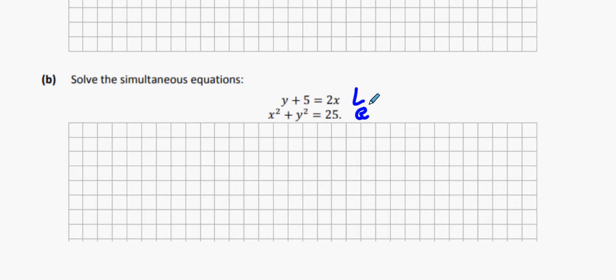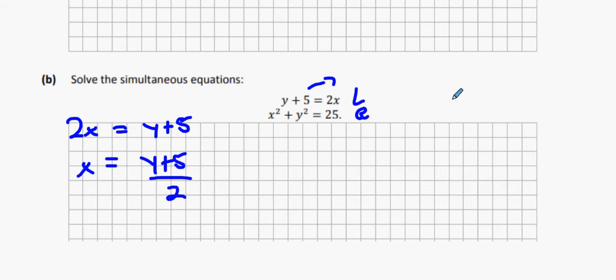First one. Pick one letter, get it on its own. Avoid fractions. So if there's one of them that hasn't got a number in front of it, get that one on its own. So should I get x on its own or y on its own using the linear? If I get x on its own, here's what will happen to me. You're not wrong, but what will happen is I'll end up with a fraction. And fractions aren't our friend. Okay? What happens if I get y on its own? That's a much nicer number.